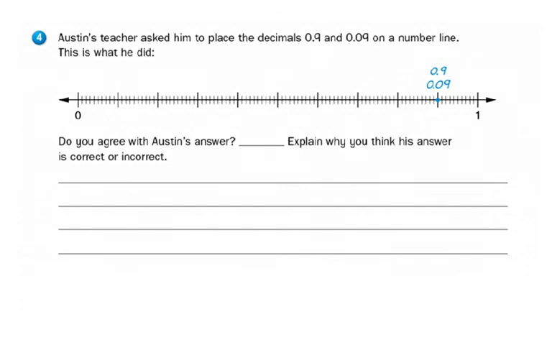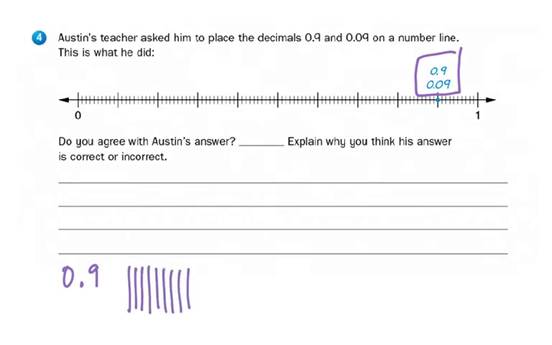Lastly, Austin's teacher asked him to place the decimal 9/10 and 9/100 on a number line. This is what he did. You notice he put them and called them the same thing in the same place. 9/10 would be the same as 9 longs. 9/100, this would be 0 longs, but 9 cubes. They are definitely not the same. Do you agree with Austin's answer?